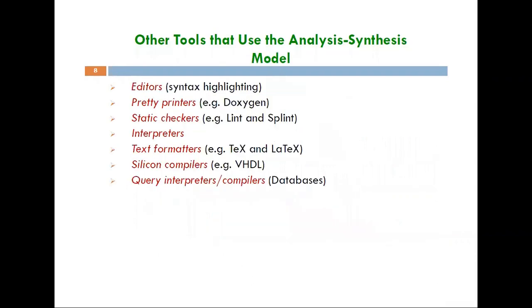Now there are some other tools that also use the analysis synthesis model. The first one is editors, like syntax highlighting, then pretty printers, for example Doxygen, then static checkers, for example lint and splint, then interpreters, then text formatters like TeX and LaTeX tools, then silicon compilers. This is related to electronic circuit design, so Verilog and the hardware description language VHDL. Then query interpreters or compilers, that is database related. These are the other tools that use the analysis and synthesis model.